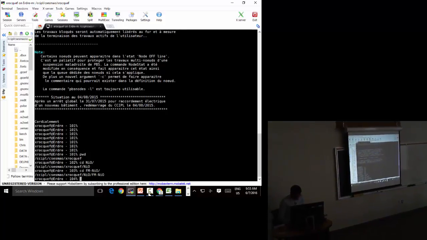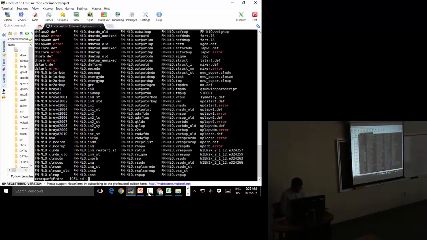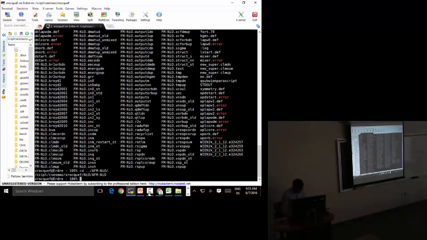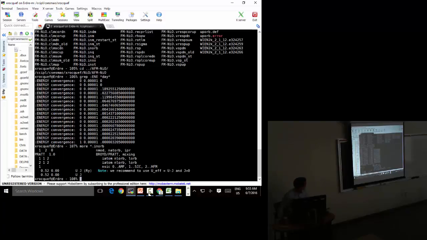So if I go to this nickel oxide, you see it. I did one calculation for the ferromagnetic situation. But let's show first the antiferromagnetic calculation, which you did. So I grep the energy in the dev file, just to check that my calculation is converged. I can show you that I did a GGA+U calculation using the parameters that were defined for the exercise. So I have two nickel atoms, and I put this 0.52, which is about 7 eV. So you are doing GGA PBE plus a Hubbard term of 7 eV.